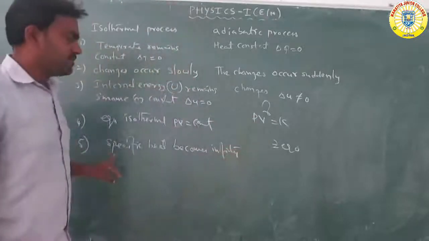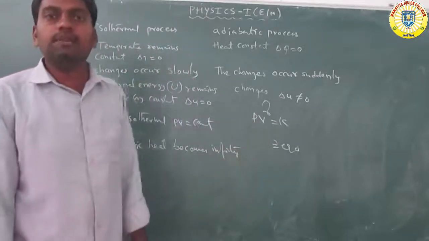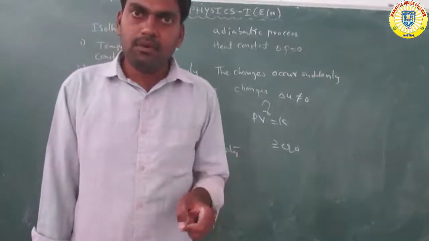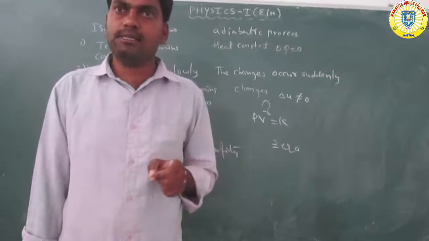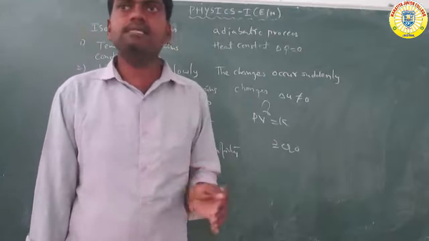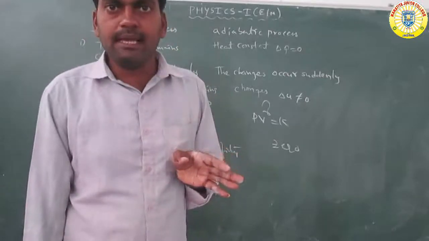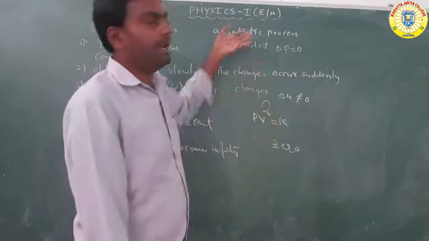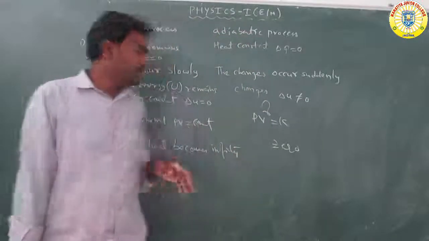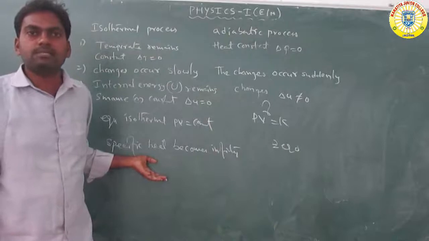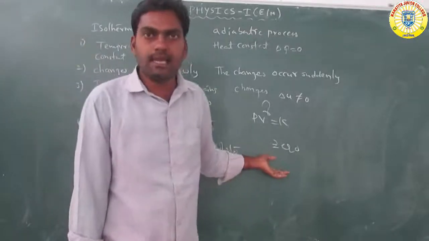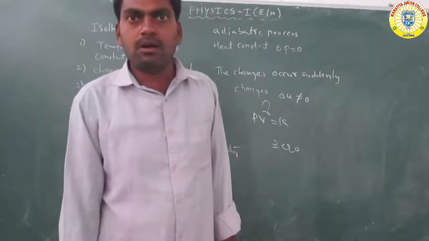In the isothermal process, the specific heat becomes infinity. But in the adiabatic process, the specific heat is 0, because the heat is also 0. So the specific heat is 0 in the adiabatic process, but infinity in the isothermal process. Okay, got it, right?